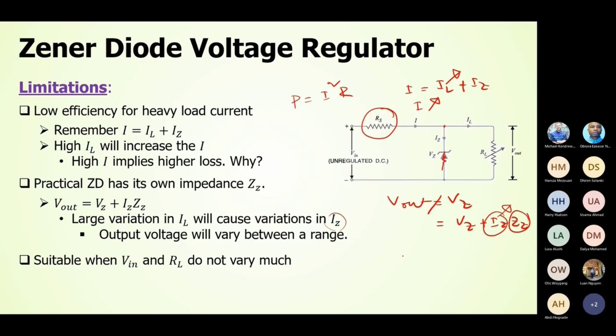Now, when we use a linear voltage regulator, we do not want it to have large variation. So this kind of circuit is suitable when Vin and RL do not vary much. Okay. If there is large variation, then this kind of circuit is not suitable.